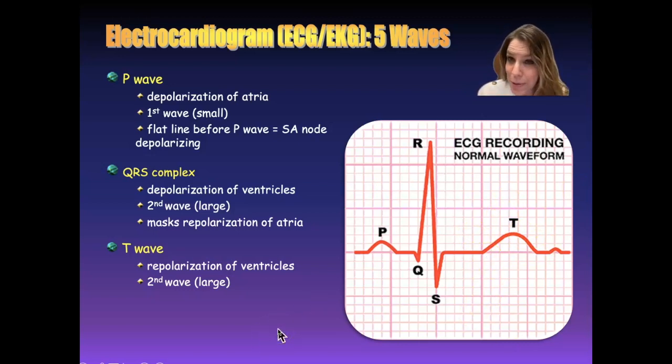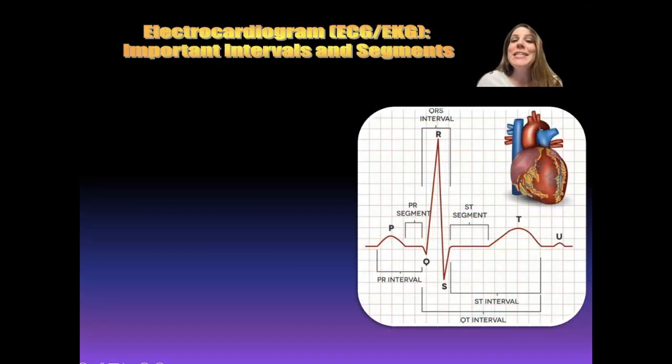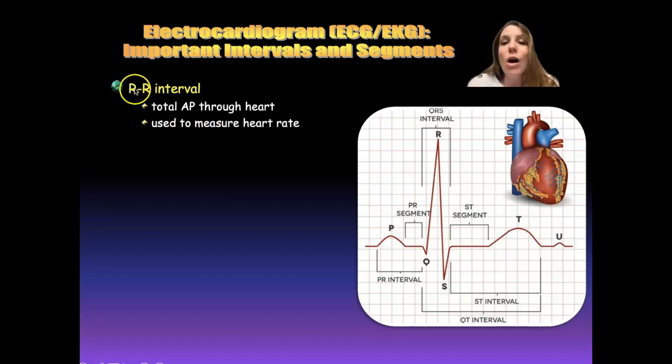So let's get a deeper dive of this EKG here. But at this point, you know that you have a P wave representing atrial depolarization, a QRS complex representing ventricular depolarization, and a T wave representing ventricular repolarization. So now let's take a deeper dive into an EKG tracing. And recall that we talked about intervals and segments. Intervals have at least one wave in them. Segments have no waves. So the first interval we're going to talk about is the RR wave.